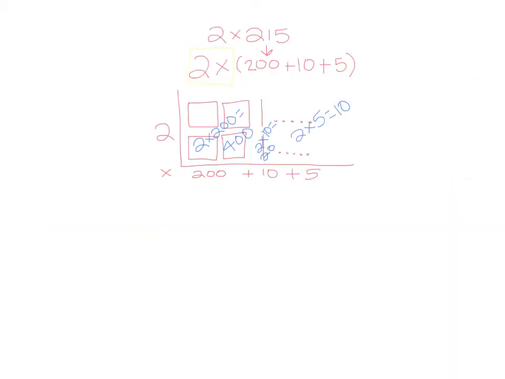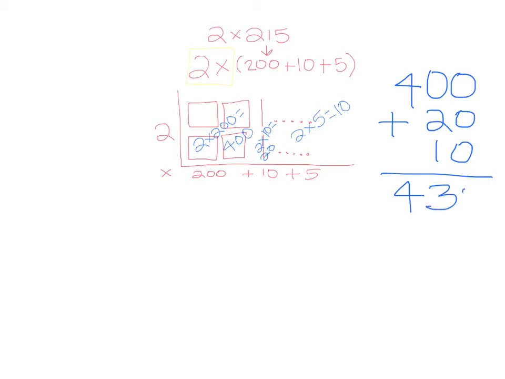I shrank our work so that we'd have some more space to work this problem in. Now that I have each of my partial products, I need to find the sum. I need to add them together. So my first one, 2 groups of 200, was 400. Then 2 groups of 10 is 20. And 2 groups of 5 is 10. When I take the sum, I have 430.